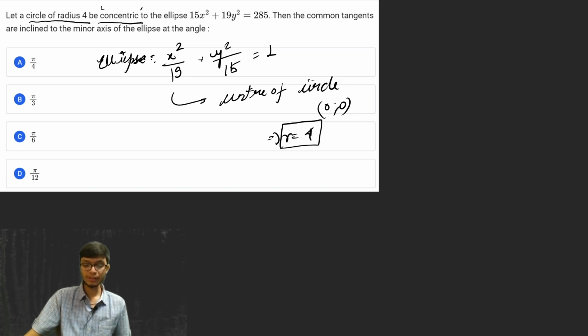Okay, so if the circle has center (0, 0) and the radius of the circle is equal to 4, then I can write the equation of the circle as x square plus y square is equal to 16. That's the required circle that is talked about in the problem.